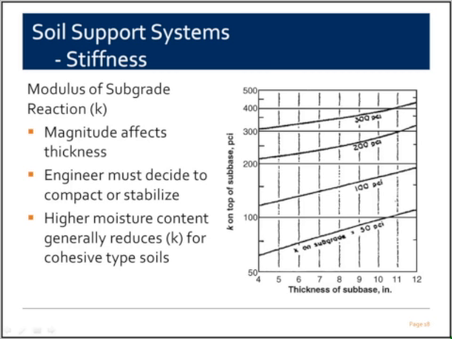And the moisture content affects the K value that you get for cohesive soils. It may reduce or it may increase it based on the moisture content.